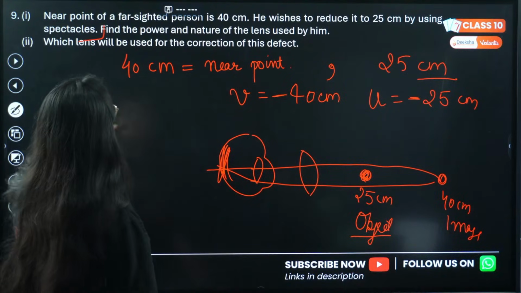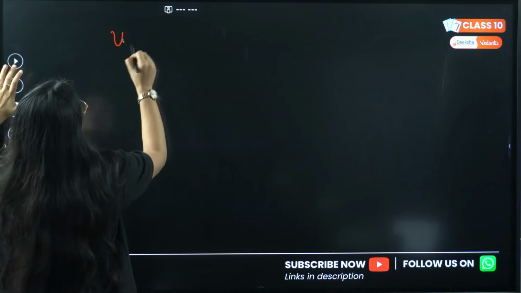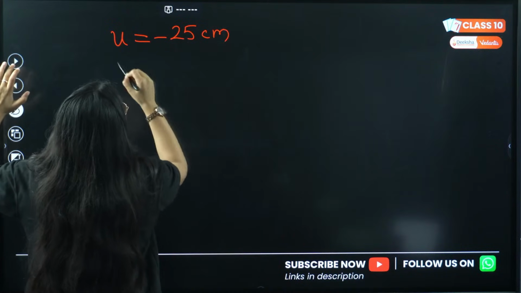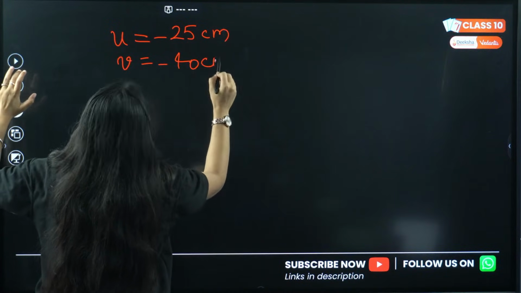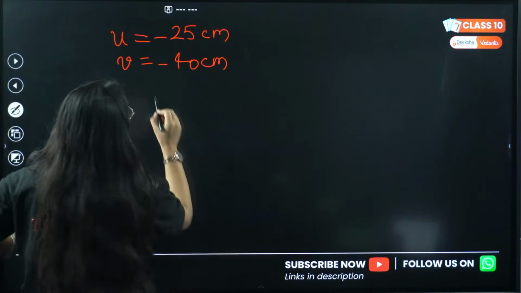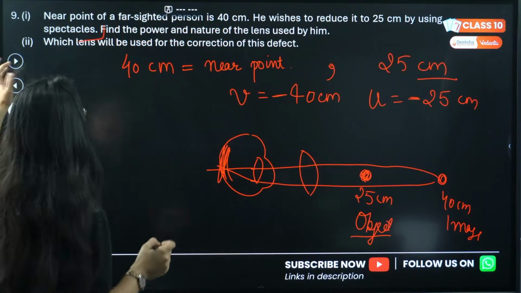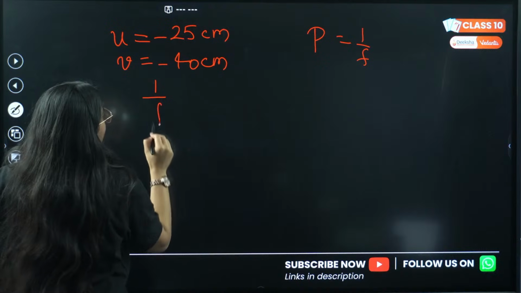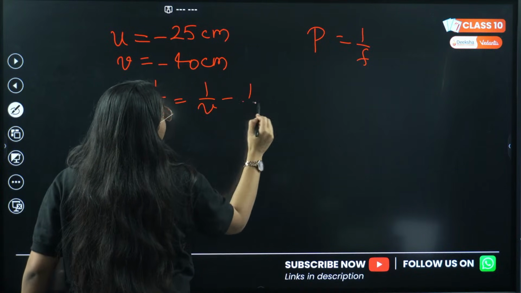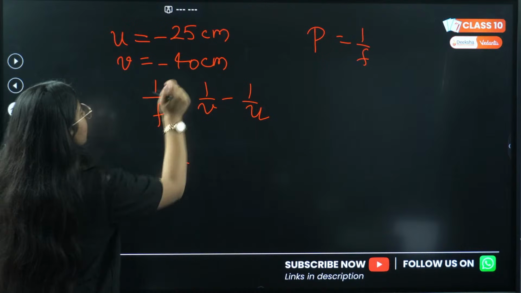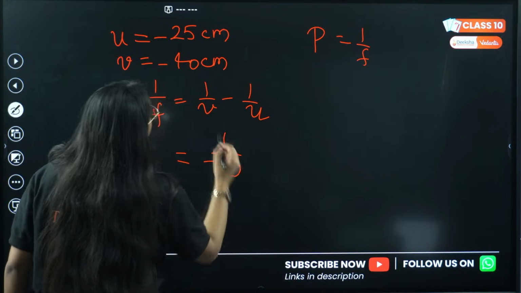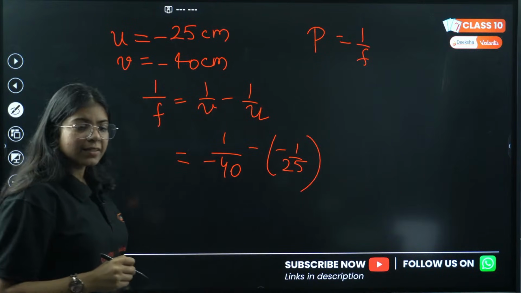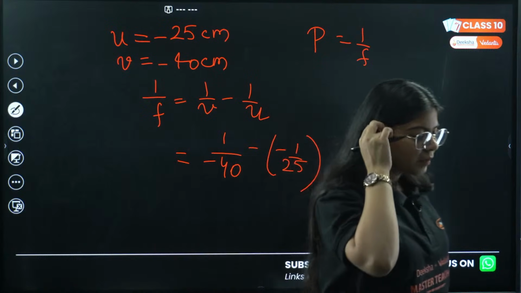After this, it's just calculation. Let's see. u equals minus 25 centimeter. v was minus 40 centimeter. Correct? What we need to find is the power. To find the power, I definitely need the focal length. So I can find the focal length using the lens formula. Very easy. 1 by f equals 1 by minus 40 minus 1 by minus 25. Correct? Can you just solve this?